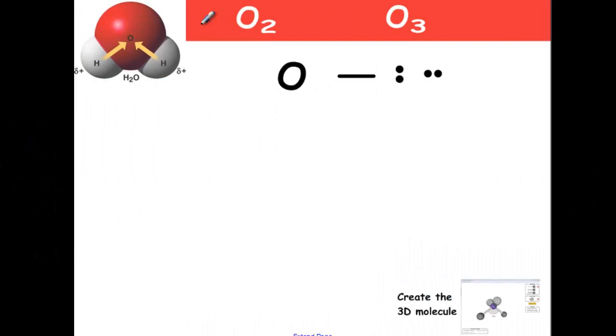All right, last 2 here. Let's do oxygen. This is oxygen gas, O2, and this is ozone.